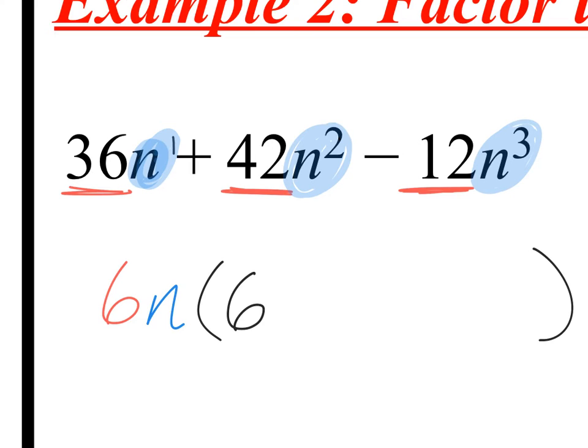Or like you could do it in pieces. 6 times what is 42? 7. And n times what is n squared? Or like this. You have 2 n's there. You took out 1. How many are left? 1. 6 times what is negative 12? Negative 2. You have 3 n's. You take out 1. There are how many remaining? 2. N squared. You should not be like, Miss Brandt, is this right? Multiply it out and check. If you did it correctly, then when you multiply 6n to all 3 terms, you should get what you had originally.